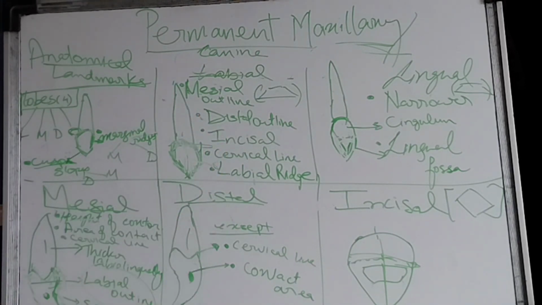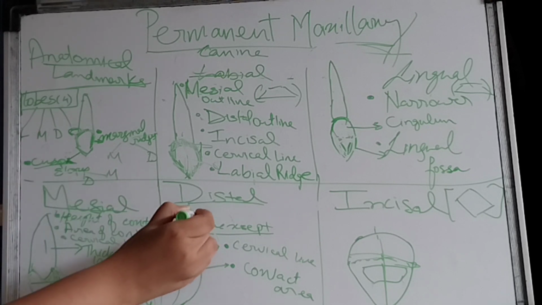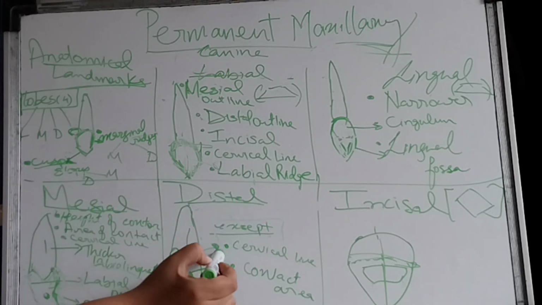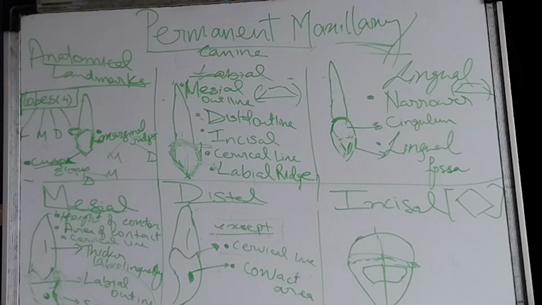Okay, coming to the distal aspect, it is almost the same. So the distal aspect is similar to the mesial aspect, except I've written the points. There are two points. One is the cervical line. The cervical line is a bit lesser in curve. The curvature of the cervical line is lesser than seen in the mesial. Okay, and the contact area is at the middle third. Here it was in the mesial at the junction of the middle and the incisal third.